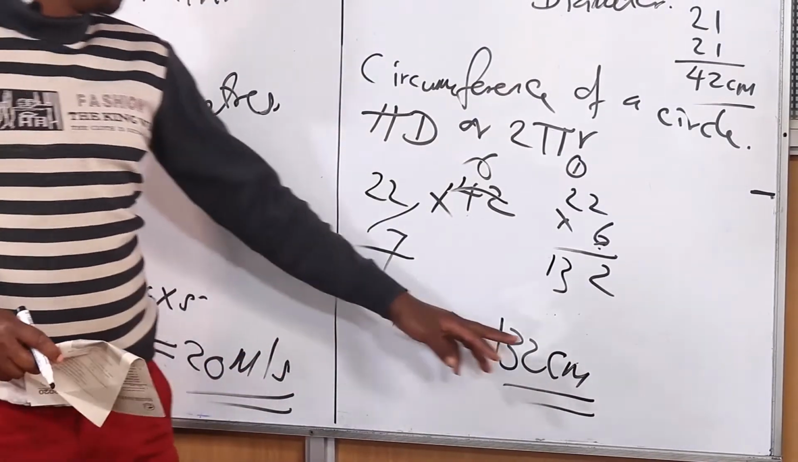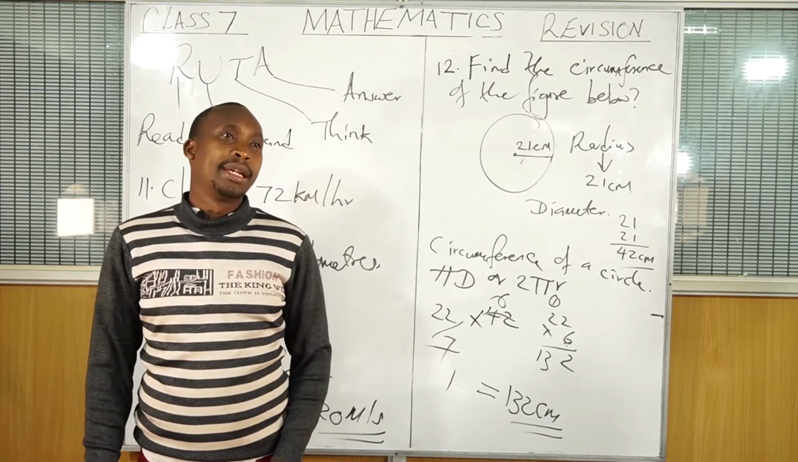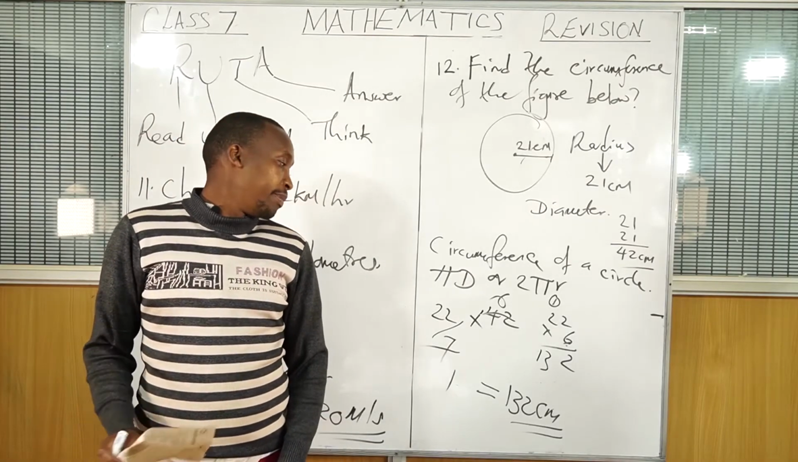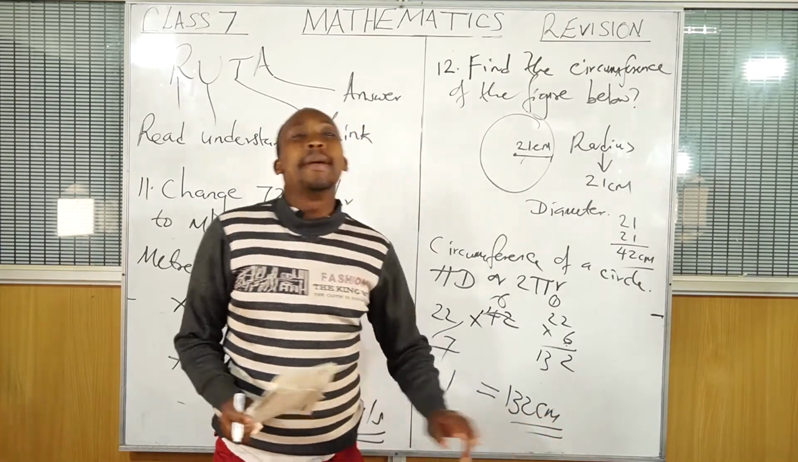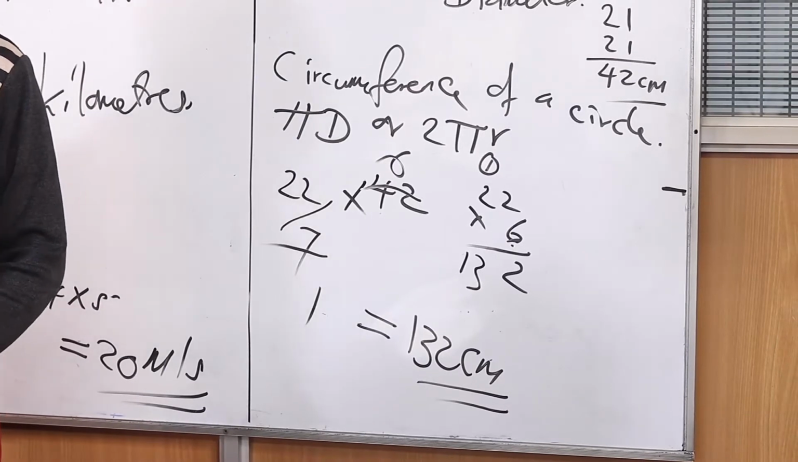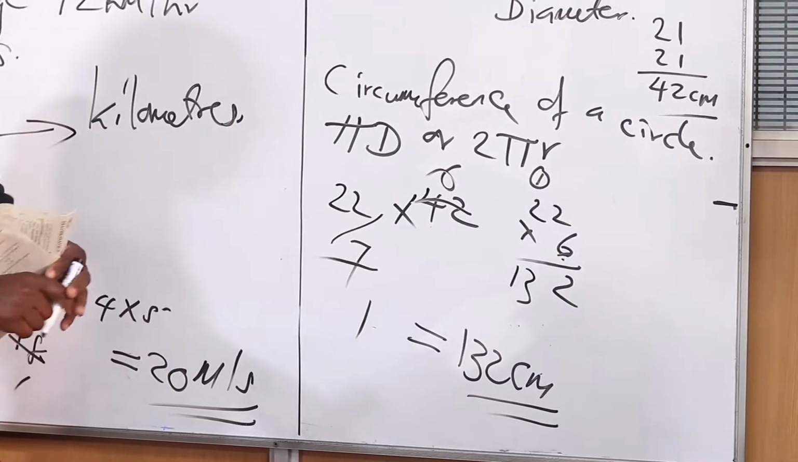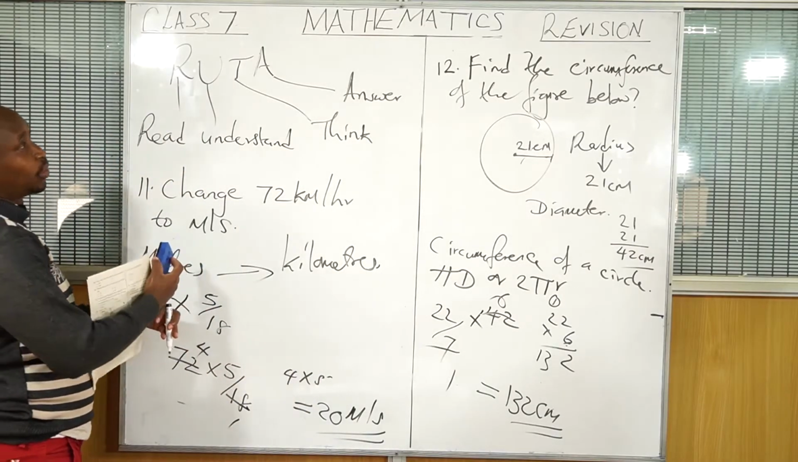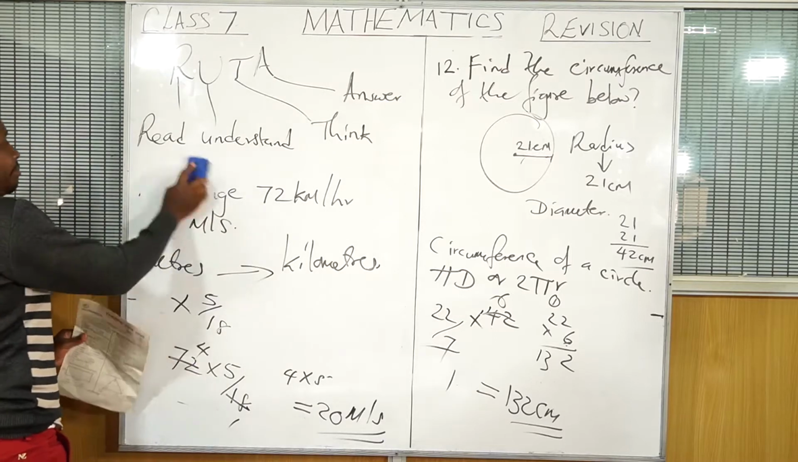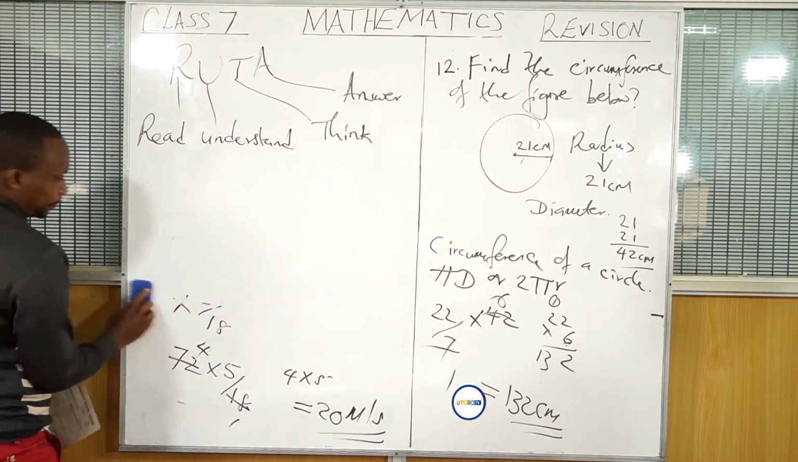Now, if you put 2 there, what do we mean by putting the 2 above the m? The units. Yeah, that is area. So, the answer remains to be 132 centimeters. We go to number 13.